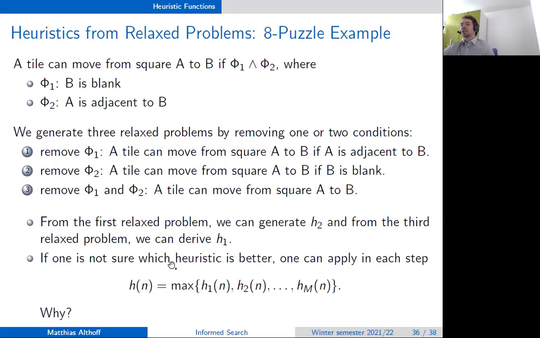And as I mentioned already, if one is not sure which heuristic is better, we can always compute the maximum. And that is then a super heuristic because each one is an under approximation. If you compute the maximum of many under approximations, it will still be an under approximation. But always the best solution, obviously.